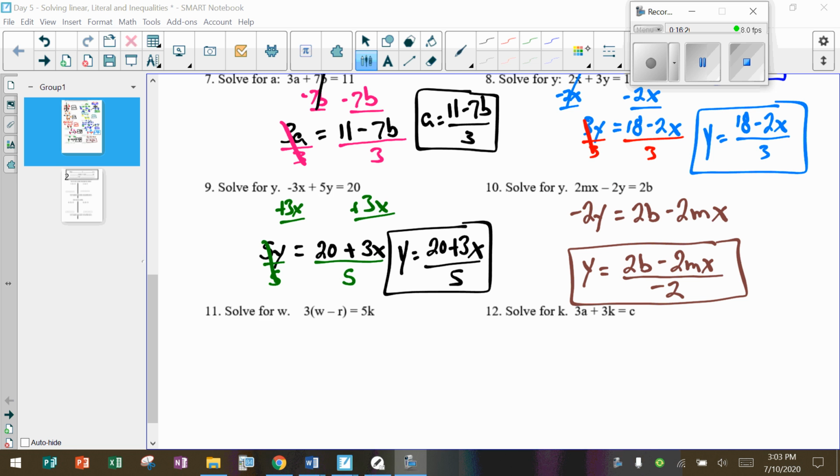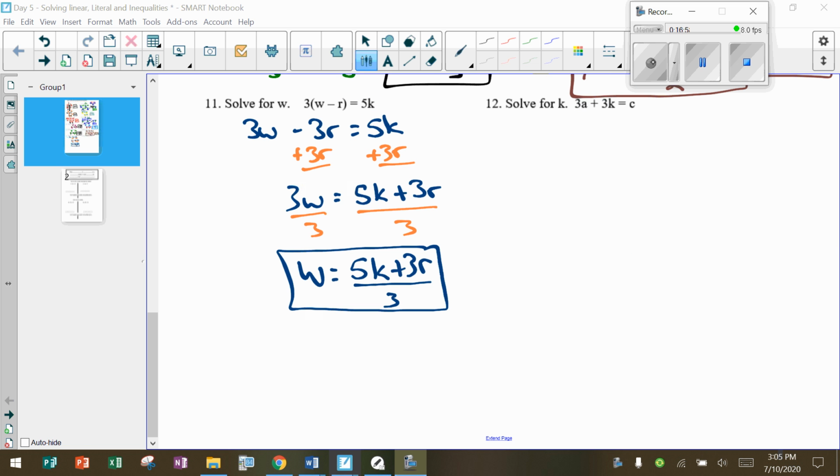Now this one could simplify because both parts of the numerator, the top, both of them have a 2 and there's a 2 in the bottom. So you could simplify this. In the first piece, 2 divided by negative 2 makes it negative 1b. And then the second piece, negative 2 divided by negative 2 would be a positive mx. So both answers are equivalent and either one would be acceptable. So pause again, do number 11, and then we'll see how you did.